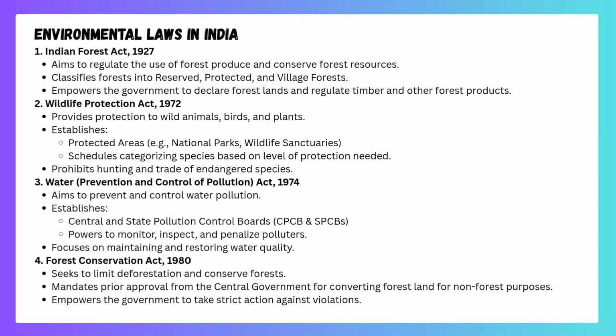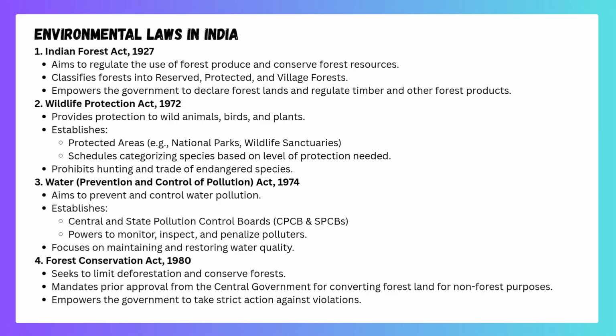2. Wildlife Protection Act, 1972. Provides protection to wild animals, birds, and plants. Establishes protected areas, e.g., national parks, wildlife sanctuaries. Schedules categorizing species based on level of protection needed. Prohibits hunting and trade of endangered species.